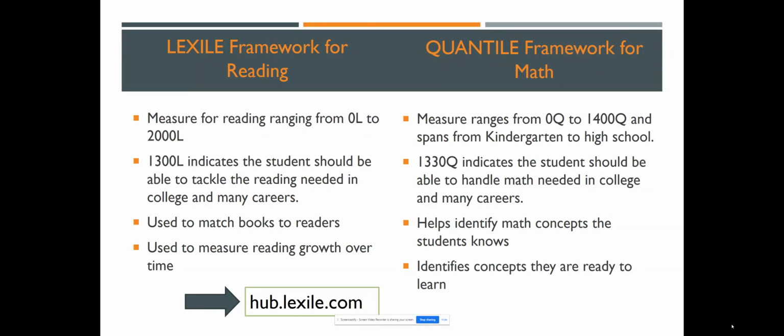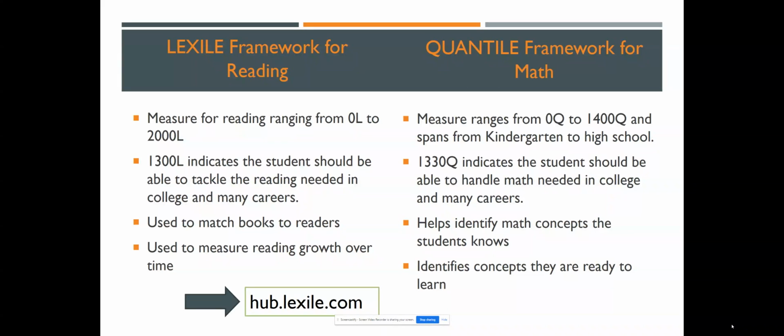A 1300 Lexile indicates that the student should be able to tackle the reading that's needed in college and many careers. Teachers can use Lexile levels in order to match books to their readers. We highly encourage parents, however, to really use Lexiles as a way to measure their child's growth over time. Students should not be matched with books solely based on their Lexile level.